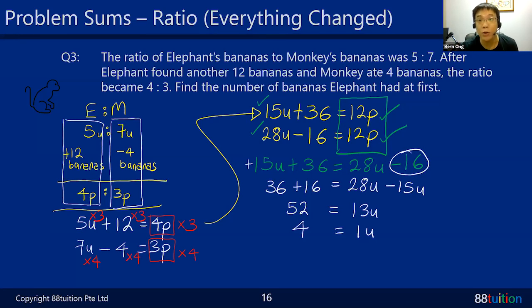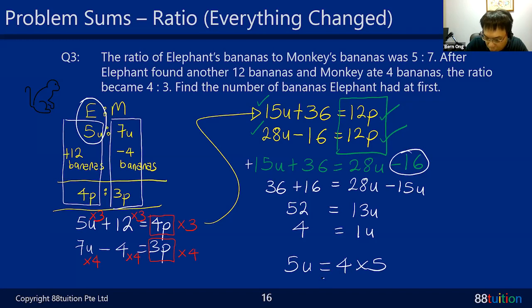So once you get the 1 unit, you can solve any part of the question. Find the number of bananas the elephant had at first. The elephant got 5 units of bananas. So 5 units is equal to 4 times 5, which is equal to 20 bananas.